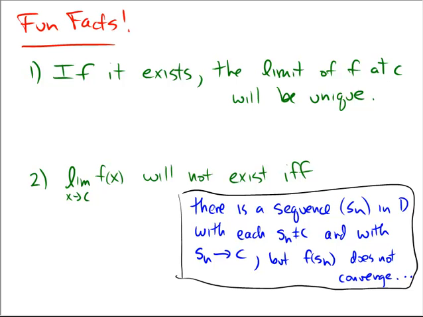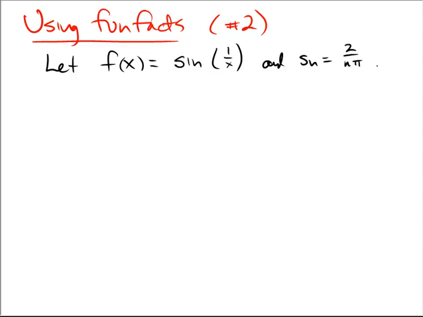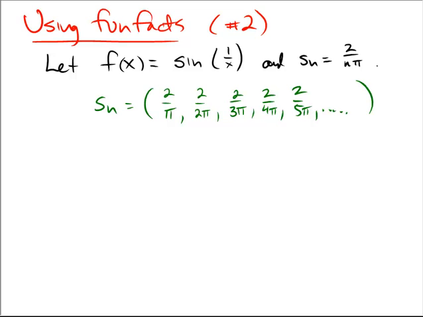Let's use fun fact number two just for a little bit of a cool example here. Let f of x equal sine 1 over x and s sub n equal 2 over n pi. What is Sn? Well, Sn would be plug in 1, 2 over pi, plug in 2, 2 over 2 pi, plug in 3, 2 over 3 pi, 2 over 4 pi, 2 over 5 pi, dot dot dot. Okay, so there is the sequence, and notice that since the denominator is always becoming larger, it's a relatively simple proof to show that Sn is going to go towards zero here.